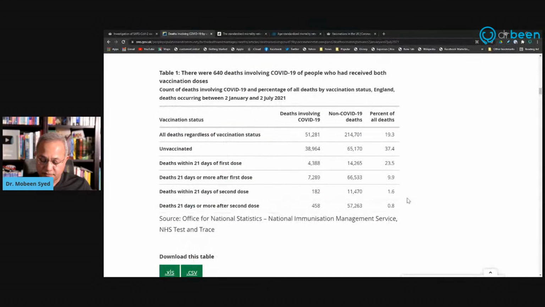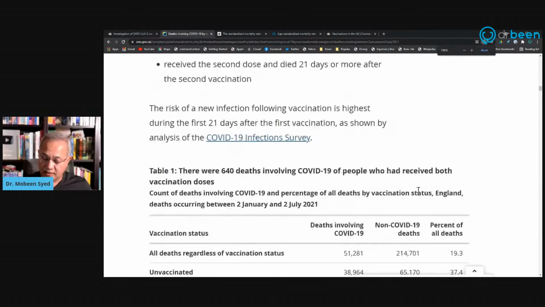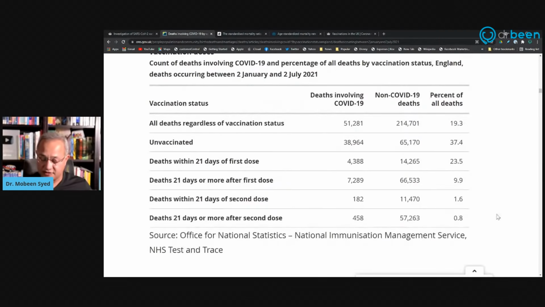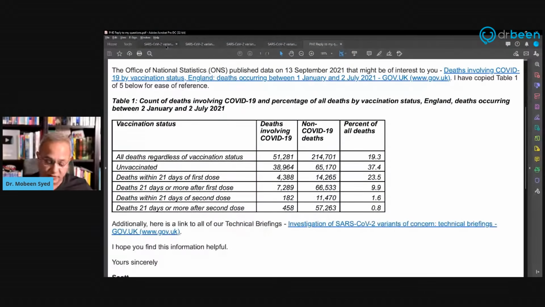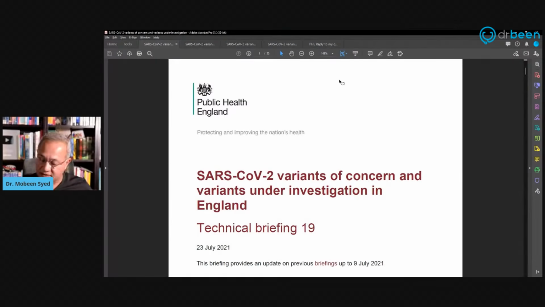So this one. This table says, now what is the difference of the data here compared to the data with the Public Health England? And let me just very quickly flash the Public Health England's data as well. So this is the email, but if you see here, I have their technical briefs open.